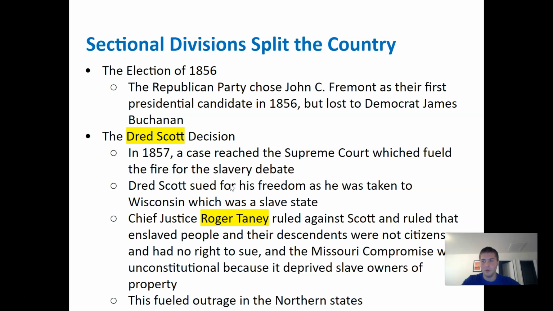He was in free soil. He's going to be a free man. Not necessarily the case in the ruling, though. Chief Justice Roger Taney of Maryland, which was a southern state, remind you, he ruled against Scott's suit.